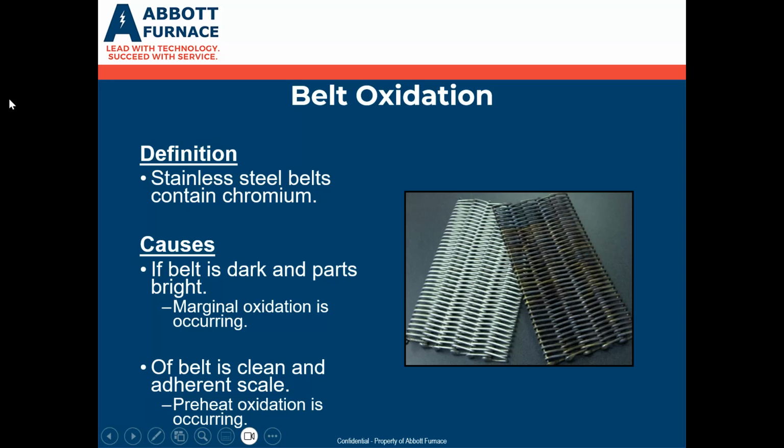Belt oxidation: yeah, you can see the belt on the right is darker, it's golden blue, so that belt is being oxidized. The belts are stainless steel and they have chromium in them. So your iron parts may be nice and bright and silver, but your belt is a darker color. That's just going to show that there's a very, very fine oxidation occurring, where the stainless steel is more susceptible to oxygen.